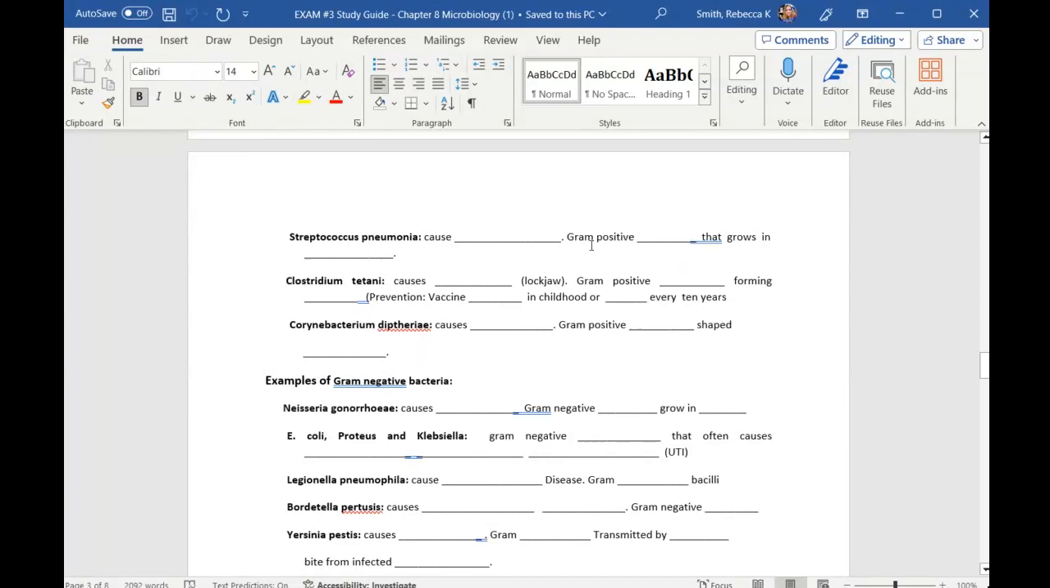Is that the one? Is that the pneumonia they would treat with levofloxacin?